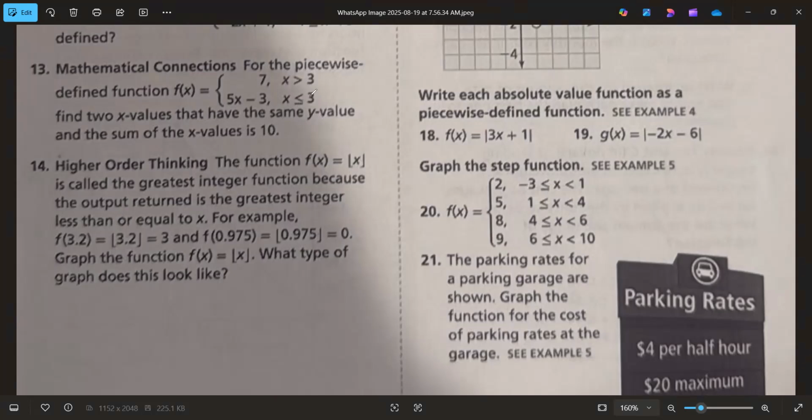f(x) is 7 when x is greater than 3. When x is less than or equal to 3, it is 5x minus 3. Find two x values that have the same value of y, and the sum of the x values is 10. So you have to choose two values of x for which the value of f(x) is the same, right? And the second thing is that whatever values of x you choose, their sum is 10. Let's suppose the two values of x are x1 and x2, so x1 plus x2 is equal to 10.